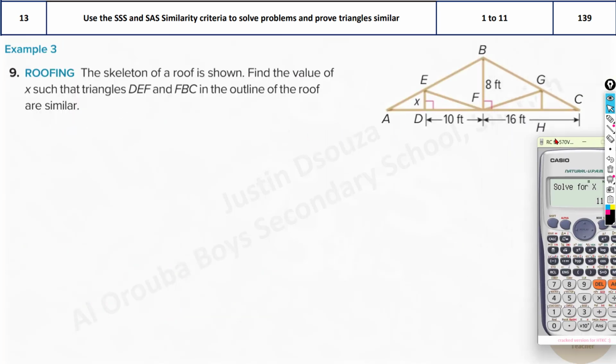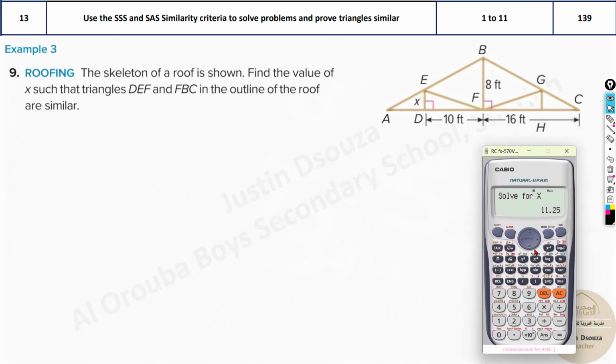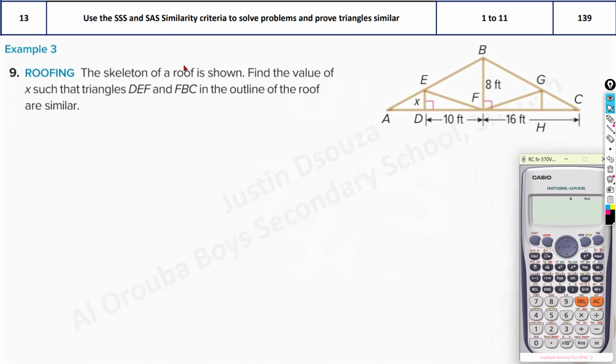Now we have some real world problems. You can see over here, real world problems. Let's read this. The skeleton of a roof is shown. Find the value of x such that the triangles DEF and FBC are similar. B is over here. These both are similar. Okay, so now we need to find x.